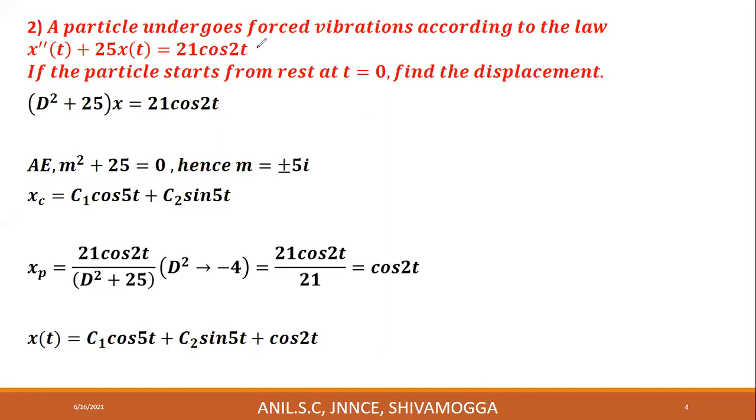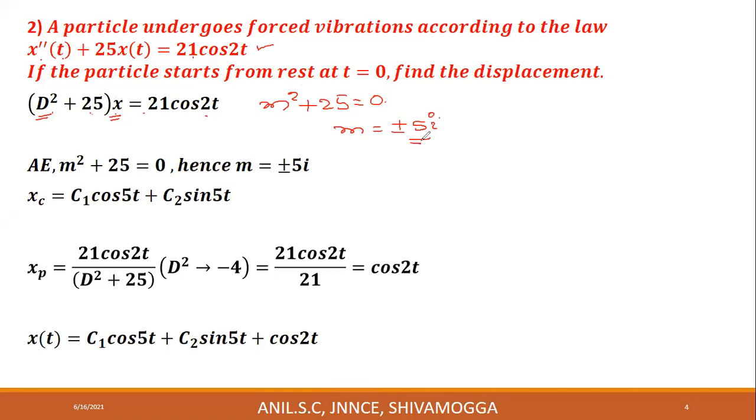First, let's solve this differential equation. X double dash of t is the second derivative, denoted by d square. So d square plus 25x is equal to 21 into cos 2t. Here x is a function of t. Auxiliary equation is m square plus 25 is equal to 0. Therefore, m is equal to plus or minus 5i. Square root of minus 25 is plus or minus 5i.